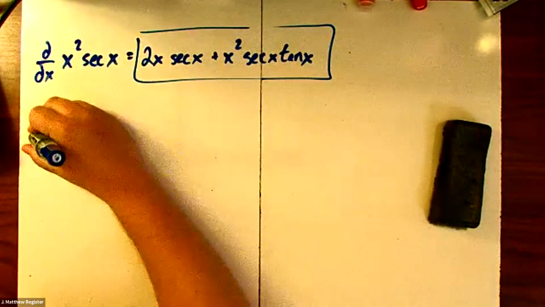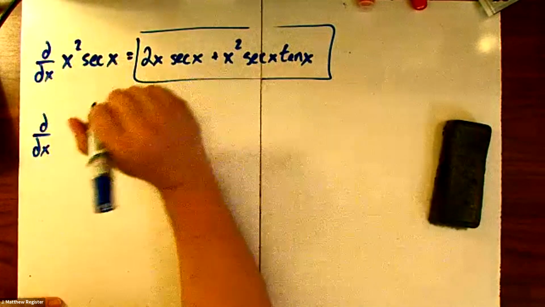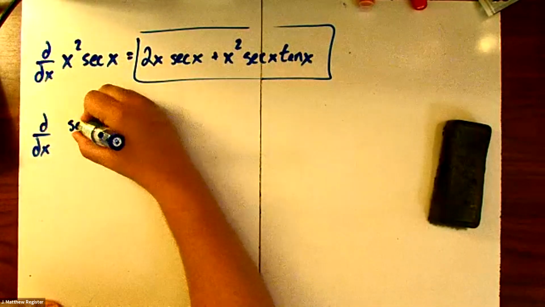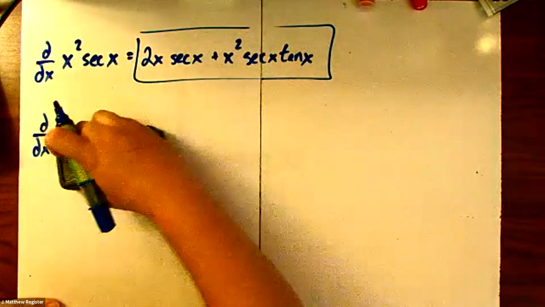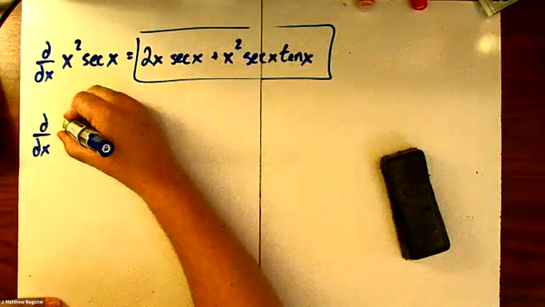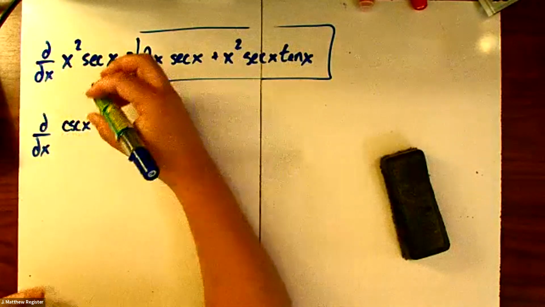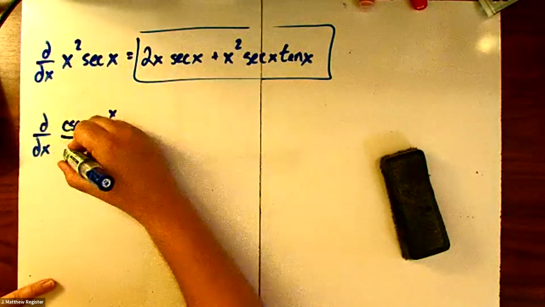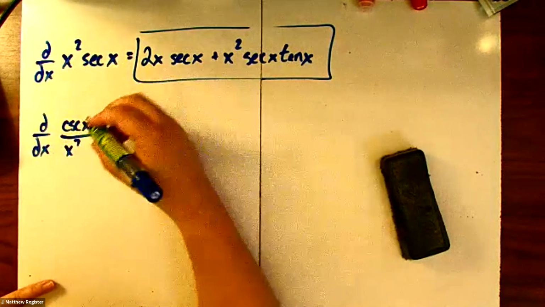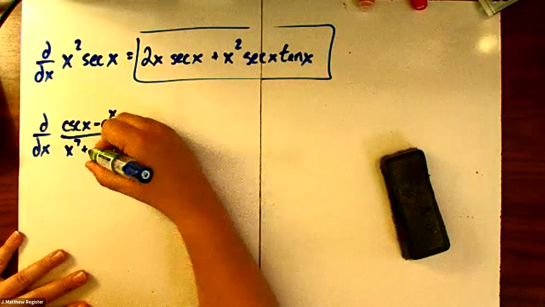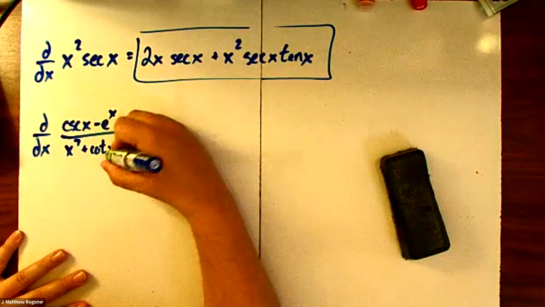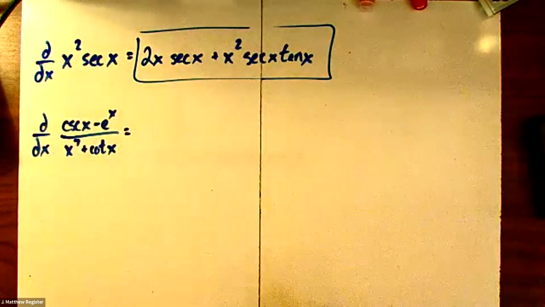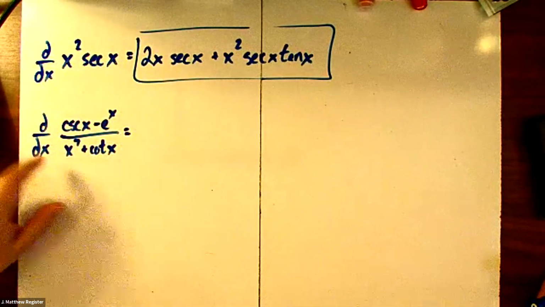One more. How about the derivative of, let's do secant. If we just did secant, let's try a different one. How about cosecant? Cosecant of x minus e to the x over x to the 7th, and then let's do a plus cotangent of x. This will be very gross, and we'll probably fill up the rest of my whiteboard because this is a quotient rule.